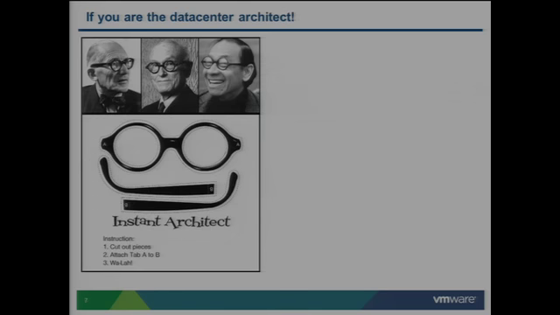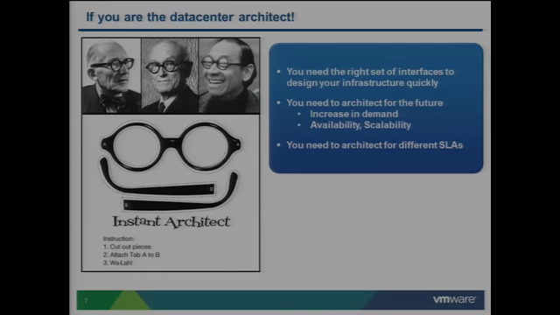If you are a data center architect, the CIO just told you to go build a cloud. Now, what are the kinds of things you're looking for? You have to design this whole thing, so you're looking for the right set of interfaces that helps you reduce the amount of code you have to put in. You also need to architect for the future, to look at the increase in demand, availability, scalability, and all that stuff. You also need to architect for the different SLAs that will come up from your lines of business.